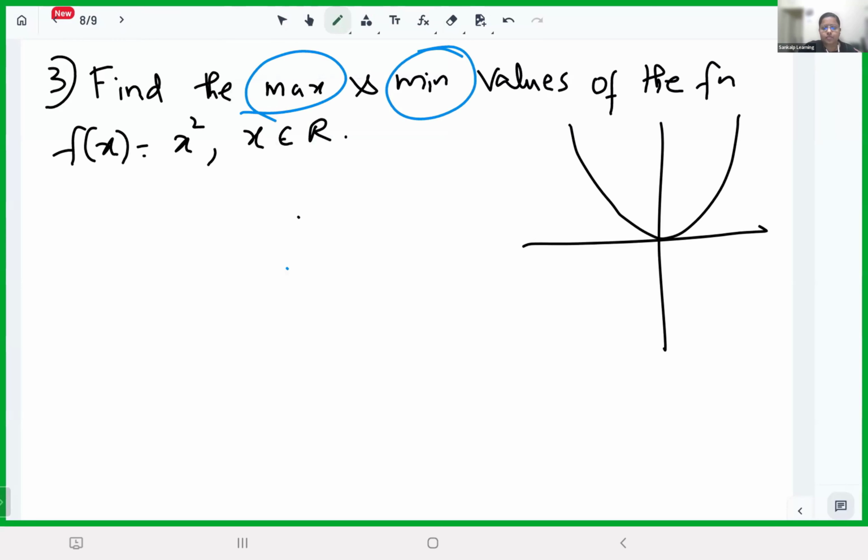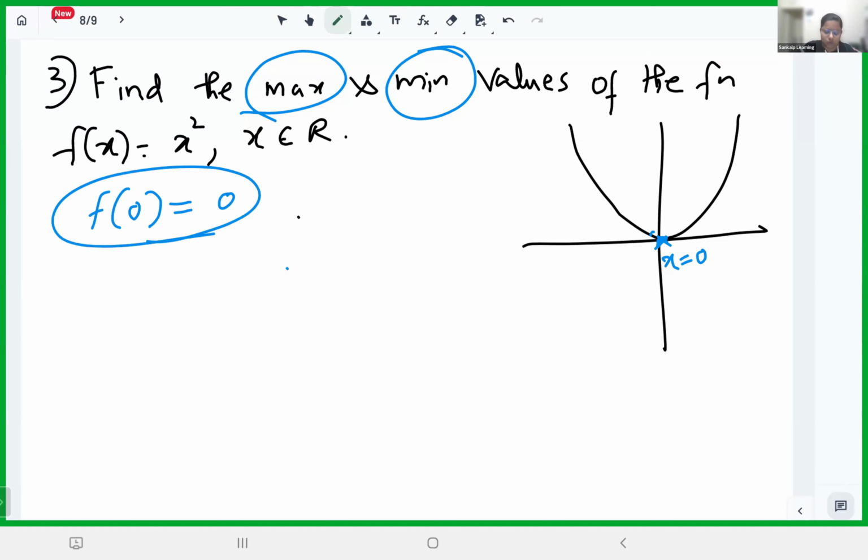So how will you do that? Again, from the graph, you can easily find out the maximum and minimum values, isn't it? Which will be the minimum value here? You can see that according to the graph, this is the minimum value. It is at x = 0. At x = 0, f(0) = 0, isn't it? Are there any other values which are less than 0 for this function? No. So at x = 0, f(0) is 0. So that 0 is the minimum value of this particular function.